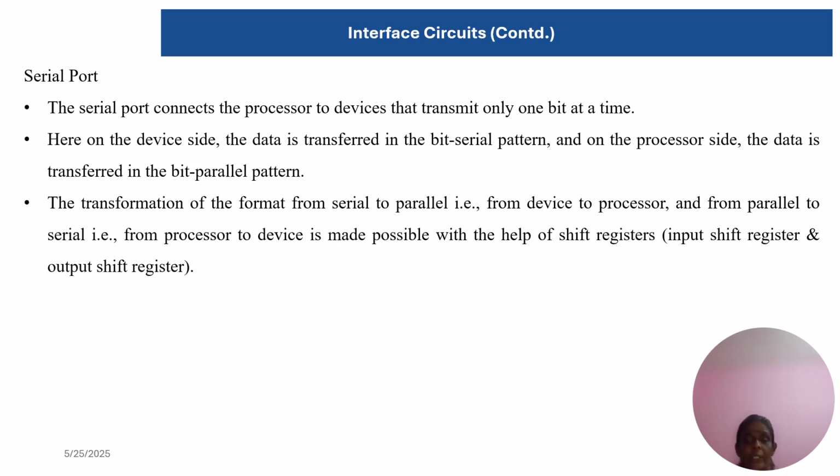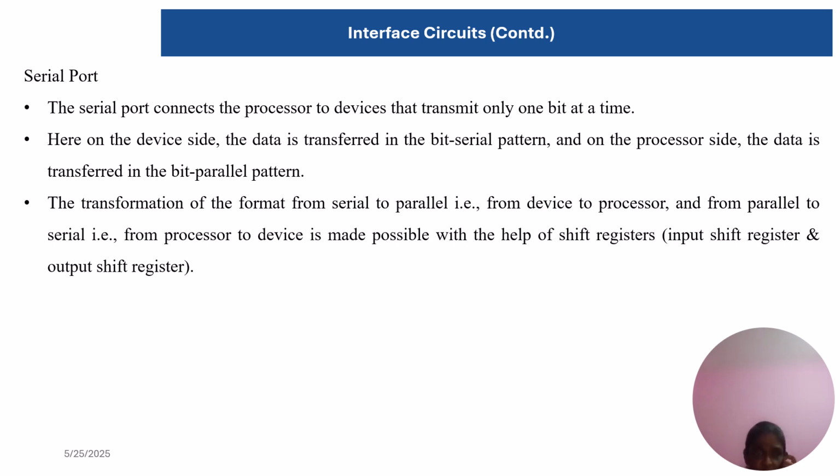So till now we have seen the parallel port. Now we go for the serial port. The serial port connects the processor to a device that transmits one bit at a time. Previously it was 8 bits at a time, but here it is 1 bit. So the connecting bus is only one; we require only one line. In the previous case, we needed 8 lines.